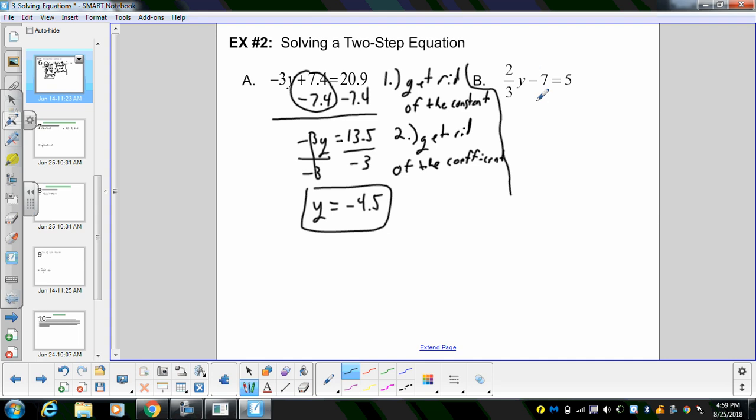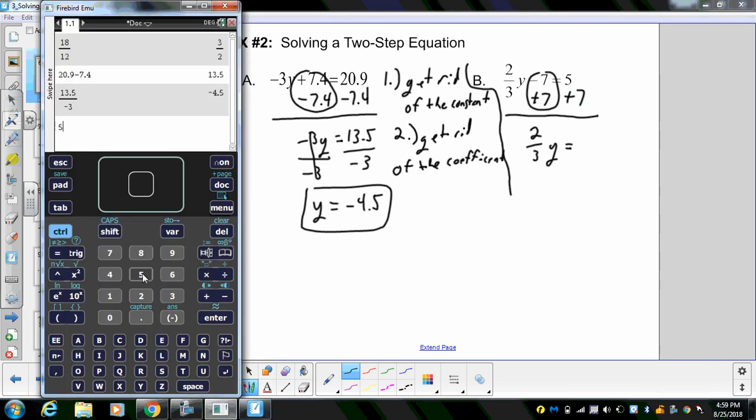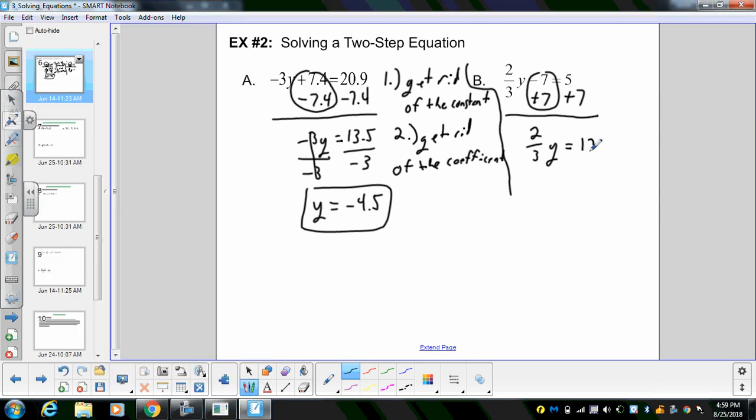My constant is negative 7. Well, the inverse of subtracting 7 is adding 7, so I'm going to add 7 to both sides. So it zeroes out. I'm left with 2/3 y equals 5 plus 7. All right, well, 5 plus 7, if you're not good with it, just put it in your calculator. You see that it's 12.